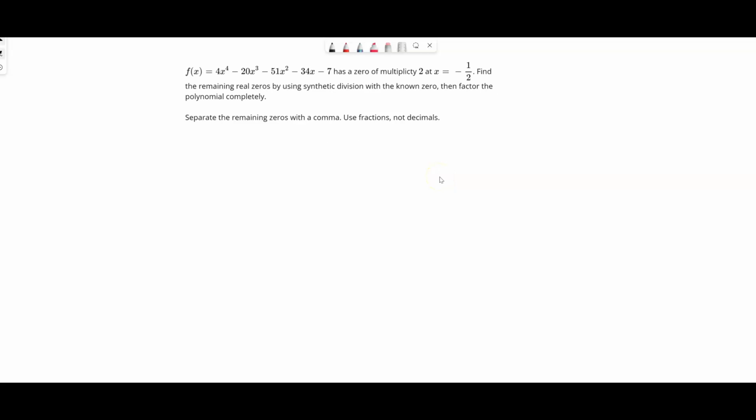All right, let's take a look at using a zero to find the remaining zeros with synthetic division. Okay, so with synthetic division, we're given that there's a zero of multiplicity 2, and x equals negative 1/2 is the zero. So we're going to set up synthetic division with 4x to the fourth, negative 20x cubed, negative 51x squared, negative 34x, and minus 7.